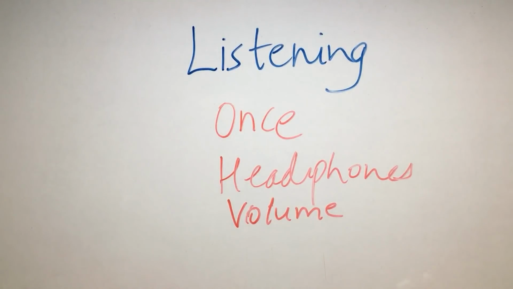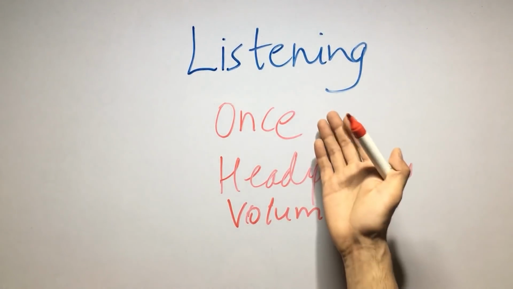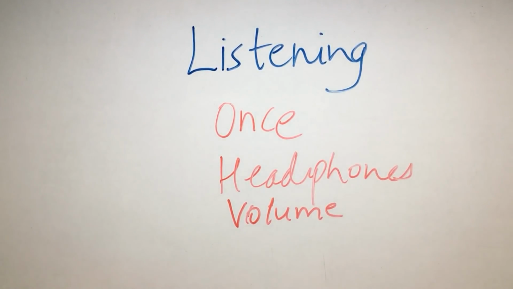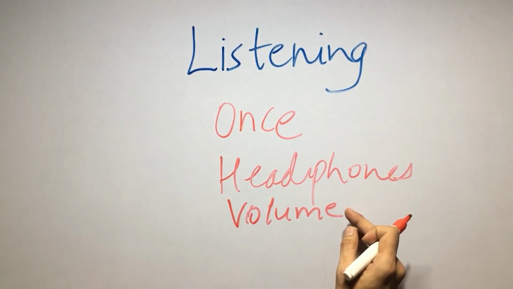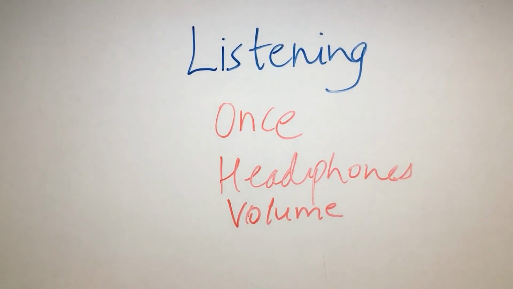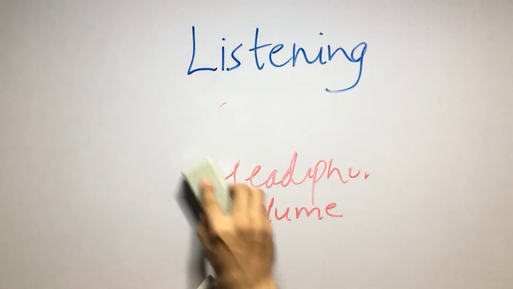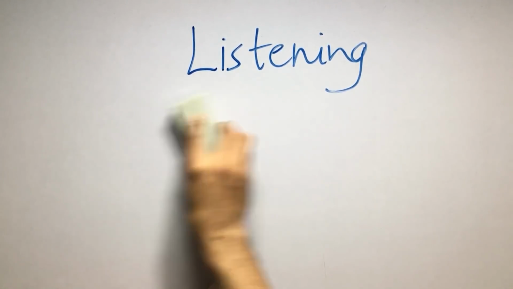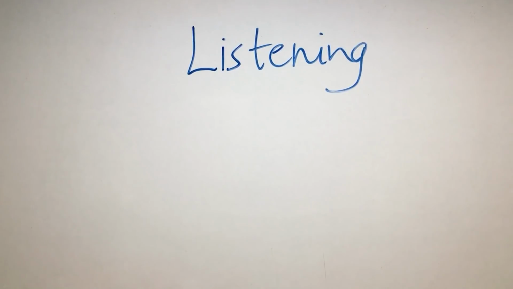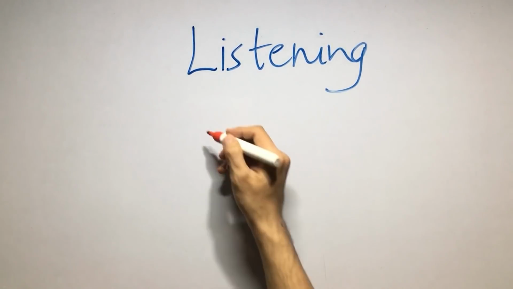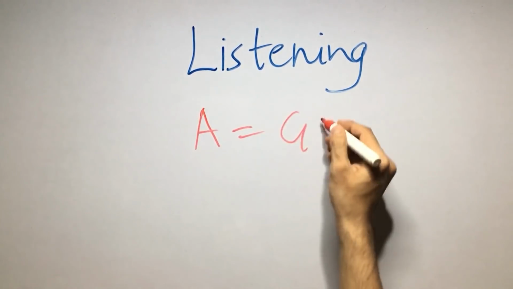You cannot go back or forward. Control of the audio is with them in the exam. You have control only over the headphone volume or the headphones, by keeping them close to your ear. That's it, nothing else. Now remember one more thing I told you. There's something called academic and general training. In this module, academic and general training are the same. No different question paper or different questions. For listening, academic is equal to general training.